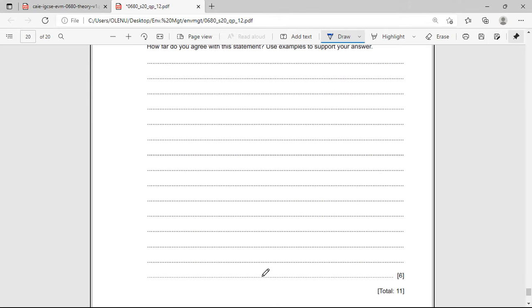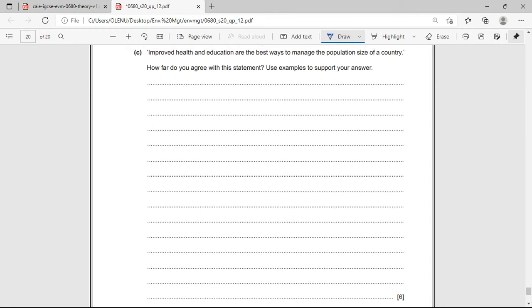Which question? 6-mark question. Okay, level of response. Improved health and education are the best ways to manage the population size of a country. How far do you agree with this statement? Use examples to support your answer.